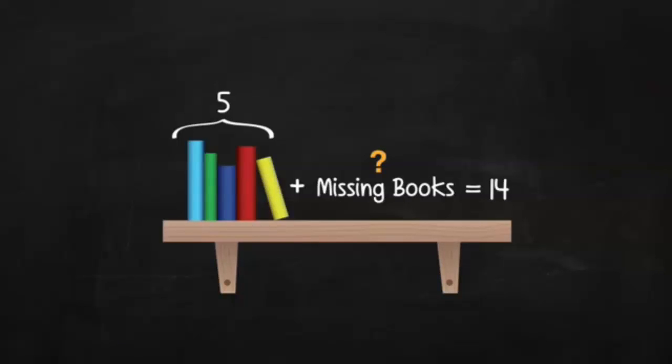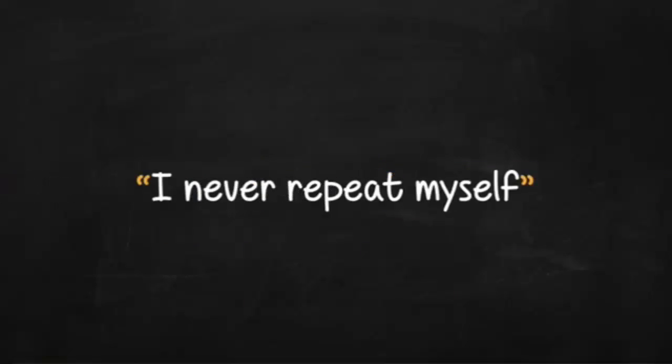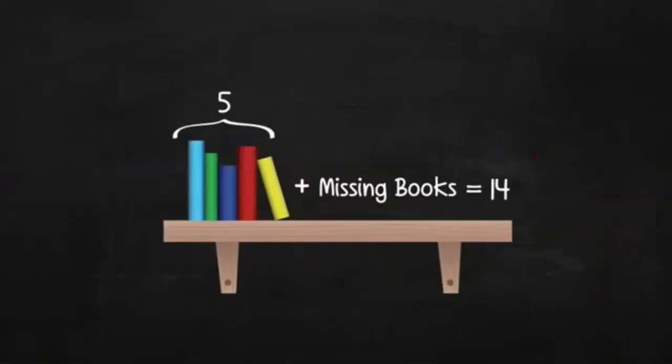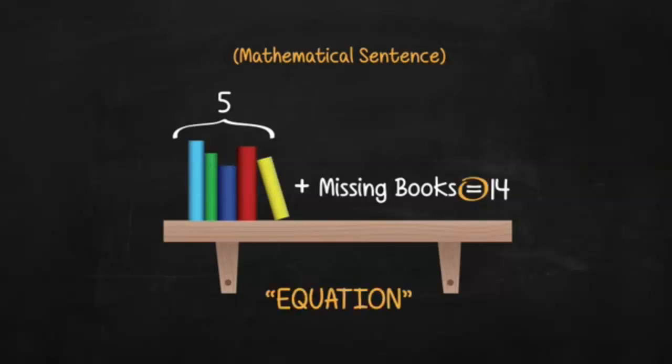Wait a minute. This could be written as a math problem. As I said before, I never repeat myself. So, pay attention. Yes, this looks like a math problem to me. An equation, to be exact. The equal sign gives it away. When you have a mathematical sentence with an equal sign, you are dealing with an equation.